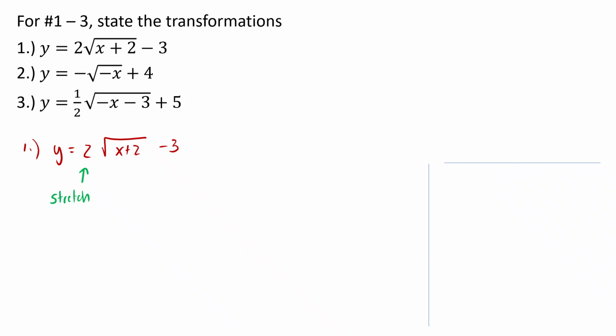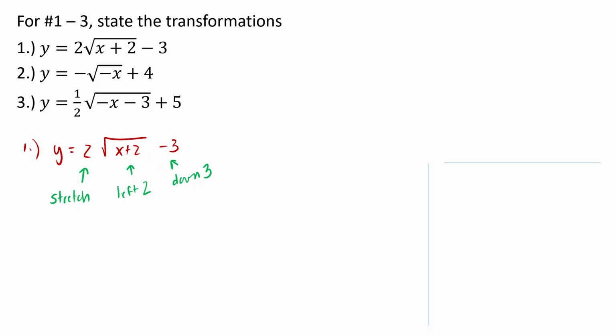Then this right here, this is backwards from what we think it should be, but this is going to send the graph left 2 units. And then this on the outside here should send the graph down 3 units. So the transformations are stretch. Now you might give more information. So you might say stretch by a factor of 2. So you might give a little bit more information there.